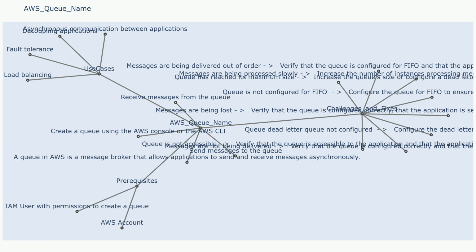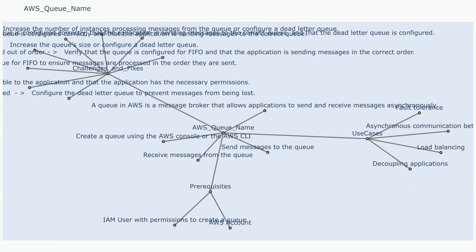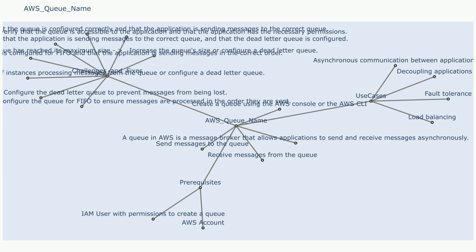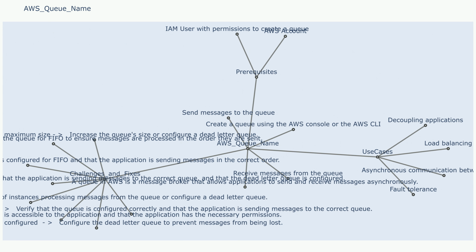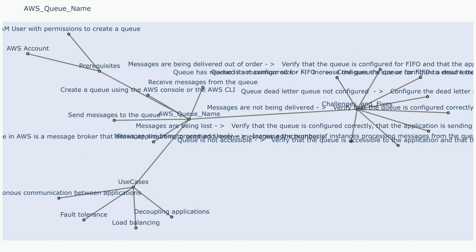Challenge: messages are not being delivered. Fixes: verify that the queue is configured correctly and that the application is sending messages to the correct queue. Challenge: messages are being delivered out of order. Fixes: verify that the queue is configured for FIFO and that the application is sending messages in the correct order.